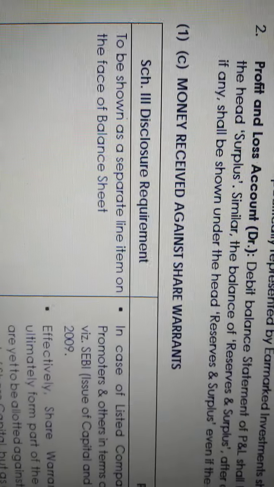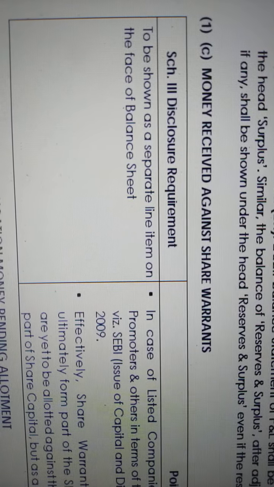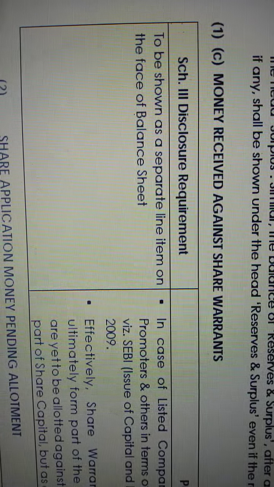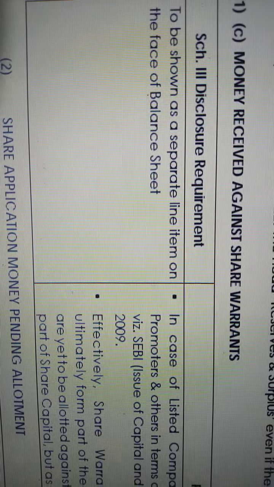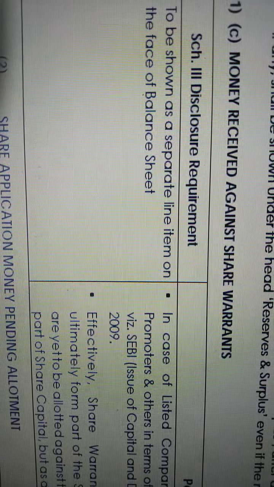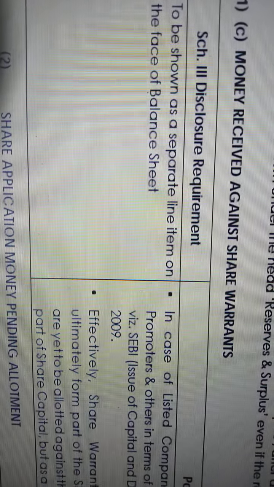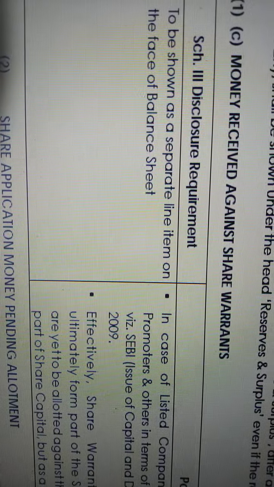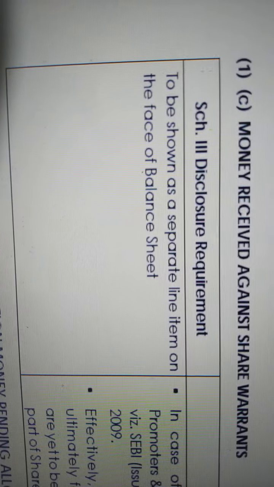We will work out all those things later. Then money received against share warrant. What is the meaning of money received against share warrant? Sometimes the company gives warrants to directors and the company's relatives, and collects money by issuing those warrants. The meaning of warrant is allotting shares in future. They are eligible for getting shares in future. Now they get only a warrant that will be convertible into shares at a later point. That is, money received against share warrants is to be shown as a separate line item on the face of the balance sheet. That is what they said.